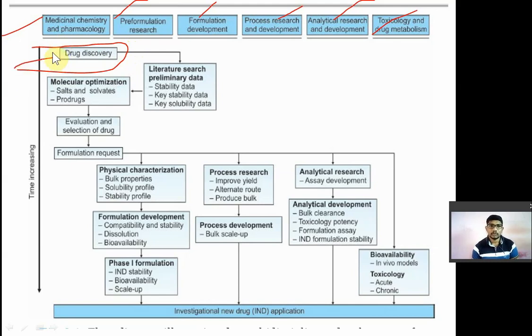There is another part. Now once there is a new drug, it is handed over to the pre-formulation department. The formulation department does a literature survey. They collect information from the various literature available. So, a literature search of preliminary data. What is the molecular weight? What is the solubility? What is the key solubility data? So they identify this.